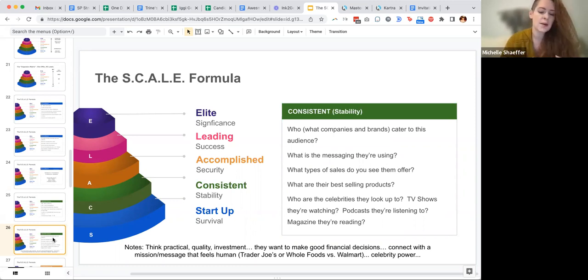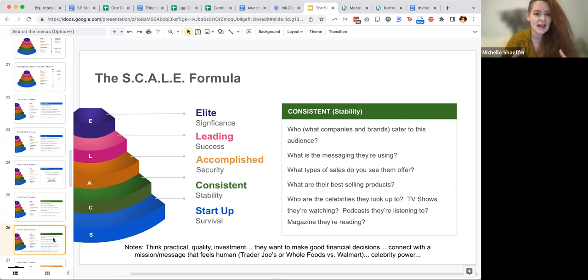When you're in startup, it's not as much of a motivator if the company is donating to certain causes or has a big mission, because you're just looking for solutions, right? When you move up this, things like charities come into play more and are more of a motivator. And you can think about Trader Joe's or Whole Foods more at this level versus Walmart shoppers, right? This is where celebrity power also works really well.